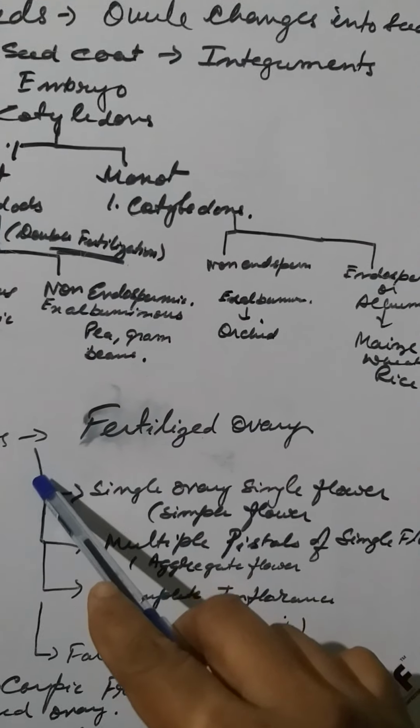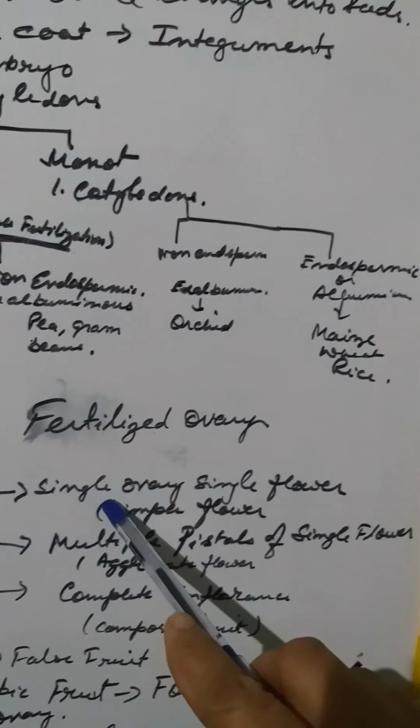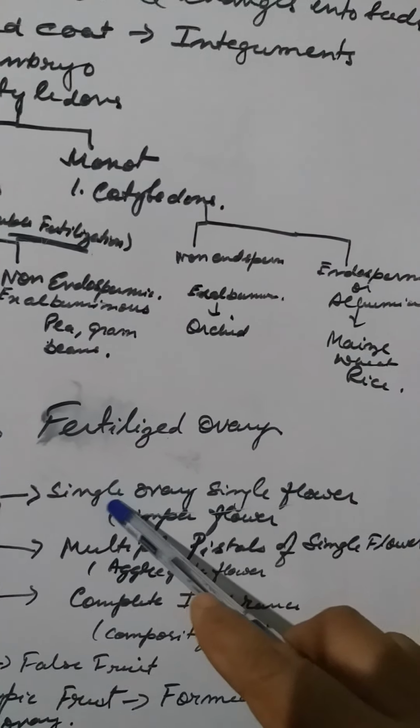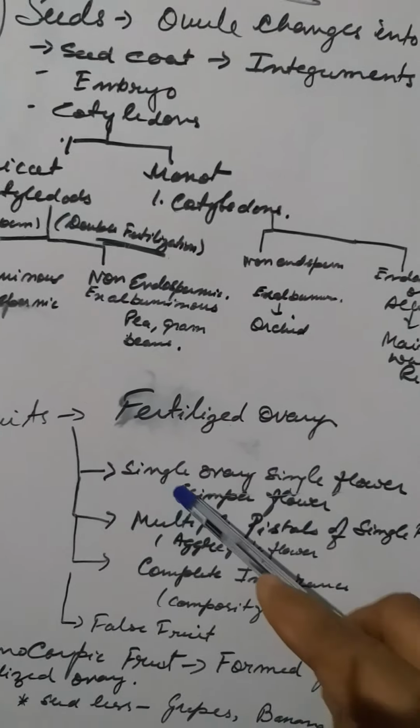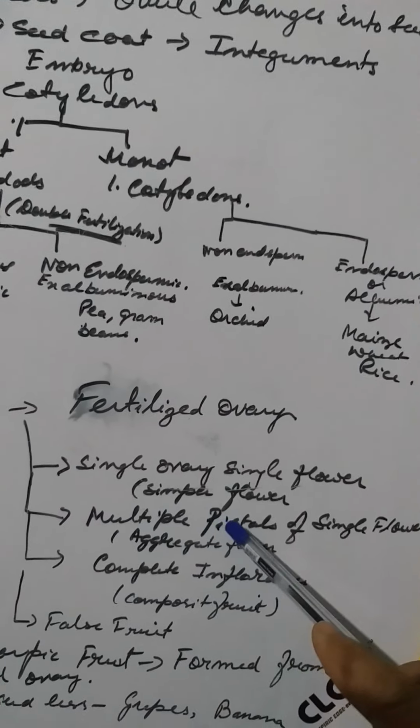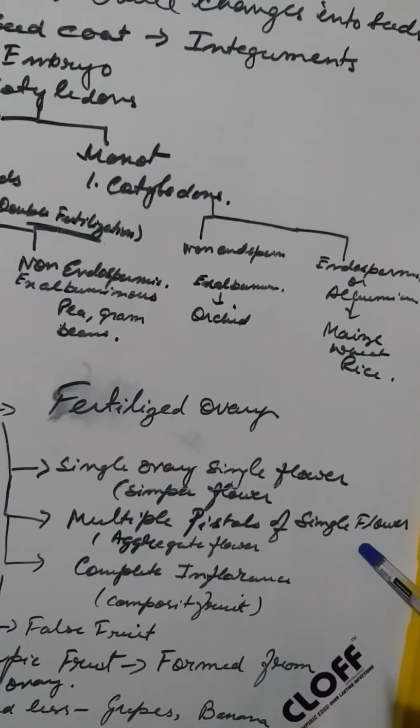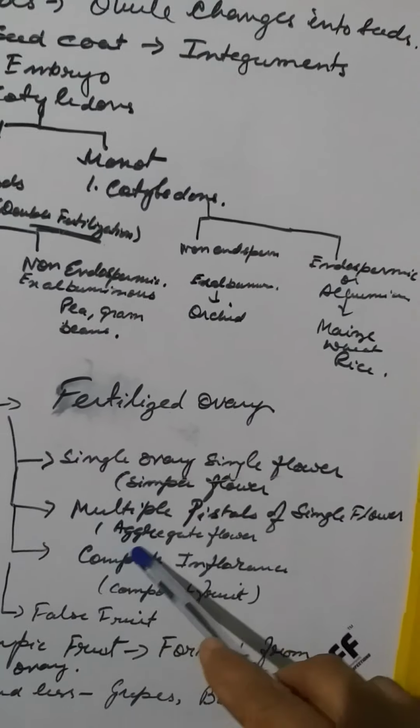Now, if a fruit develops from a single ovary of a single flower, we call it a simple fruit. For example, mango. Now, multiple pistils of a single flower develop into a fruit, and that is known as an aggregate fruit. The example is jackfruit. And now you see, a complete inflorescence develops into a fruit, that is known as a composite fruit. An example is custard apple.